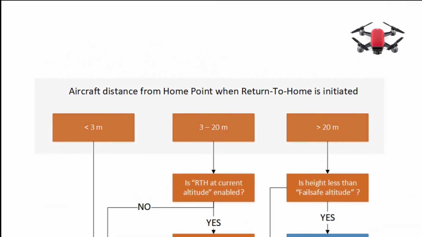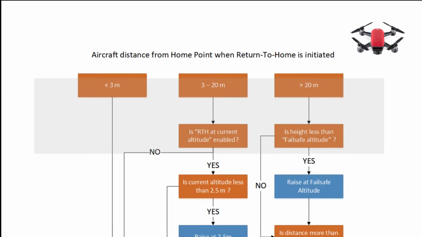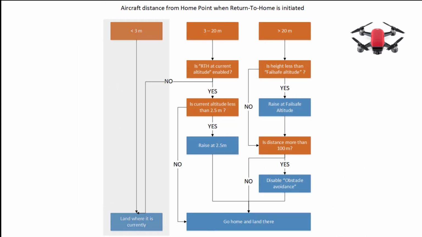So let's start. When talking about the return to home process, the key differentiator is the current distance from the home point. Let's assume it is closer than 3 meters. In this case, the aircraft will land where it is currently. Since it is so close to the home point, it makes no sense to move anywhere. In case the distance is more than 3 meters, things get complicated.